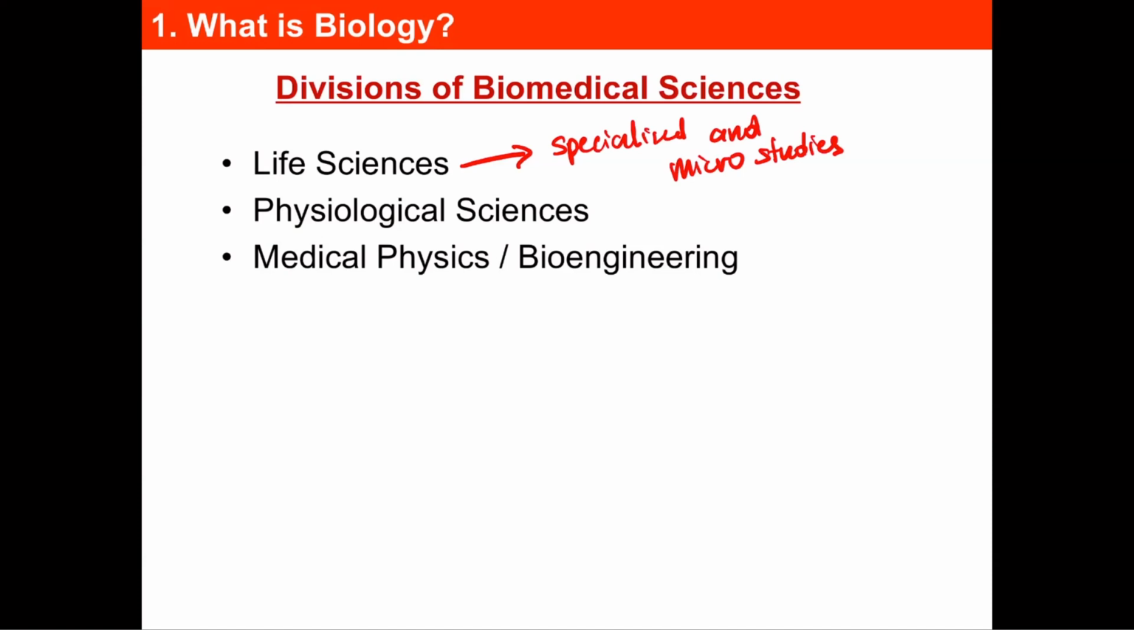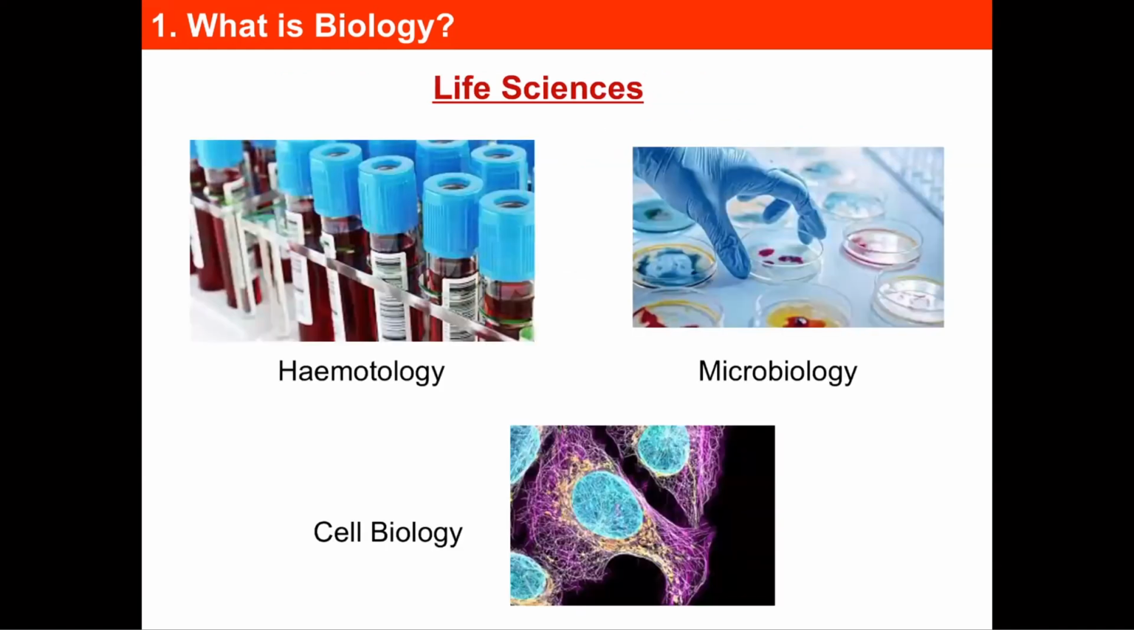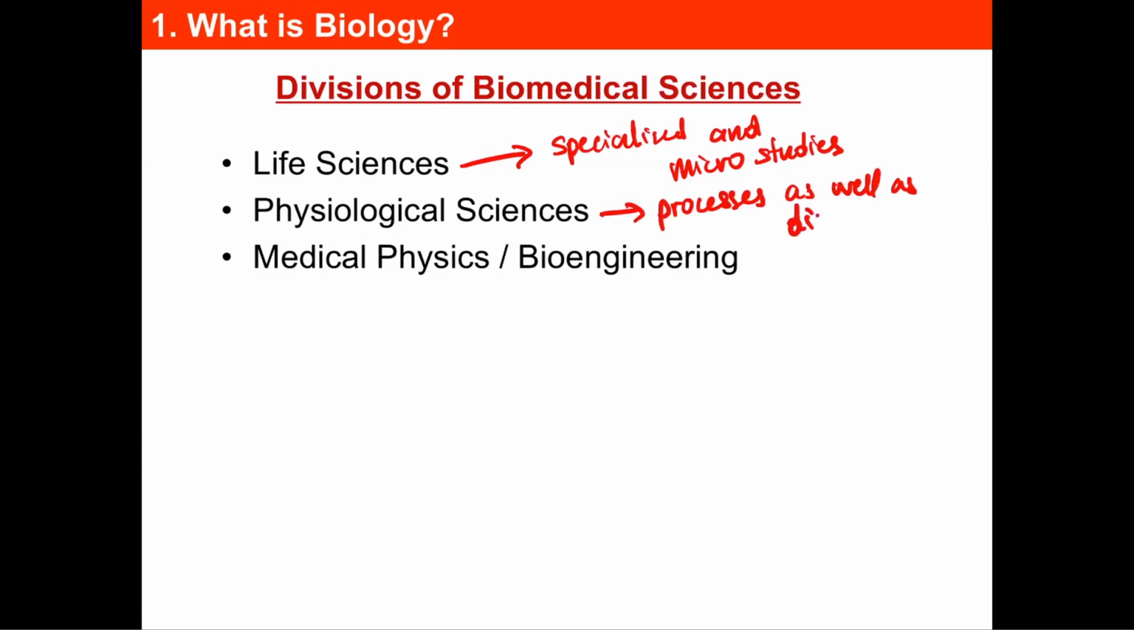Now for physiological sciences, it is also specialized, but it is different from life sciences in a sense that it focuses more on the processes as well as the diseases that can come from something going wrong in the processes which our body goes through. If there's anything wrong with it, there will be diseases that arise from it, right? So physiological sciences deals mostly with that.